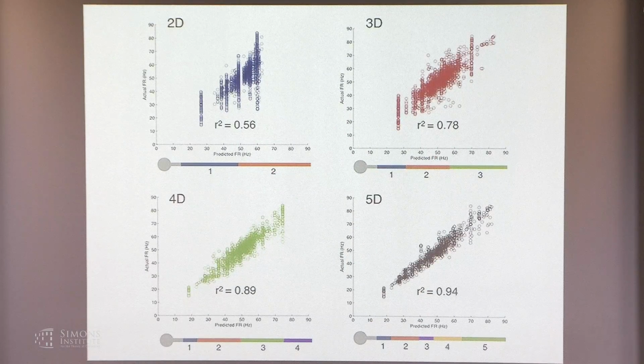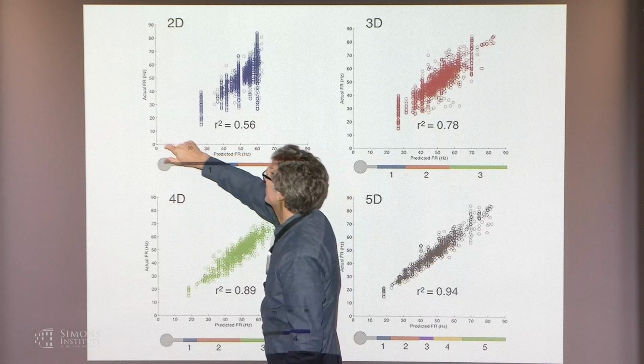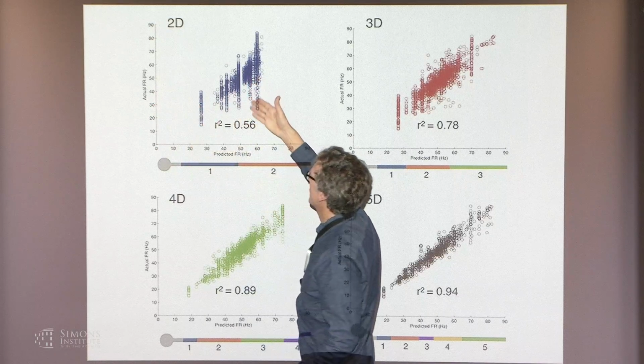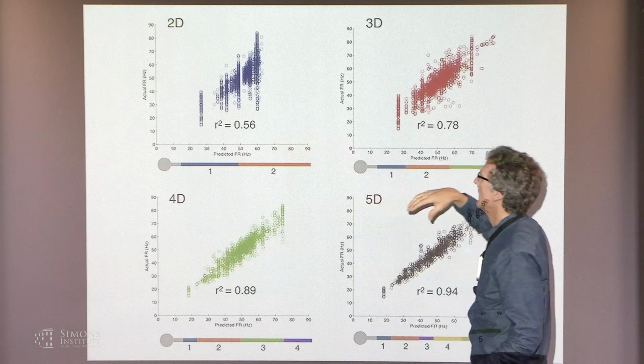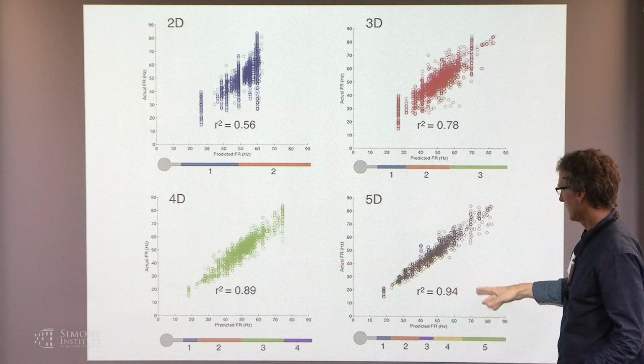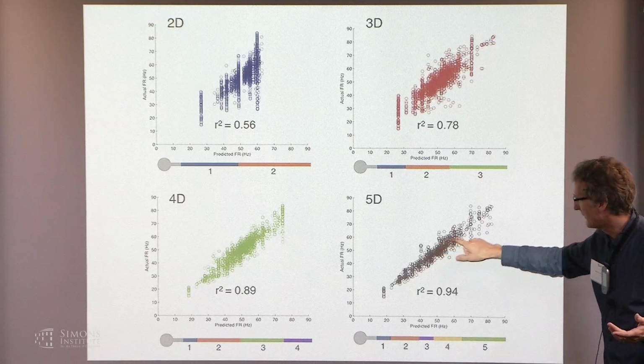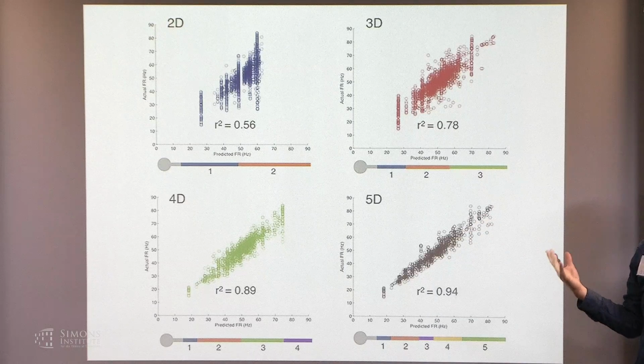And here is the quality of those predictions. If we had 2 bins, here's what we would predict, and here's what actually happened. And we get a correlation of 0.56, R squared. By 3 bins, 0.78; 4 bins, 0.89; 5 bins, 0.94. Basically, by the time you had 5 bins, you could pretty much get a very accurate representation of what's coming out of this thing.